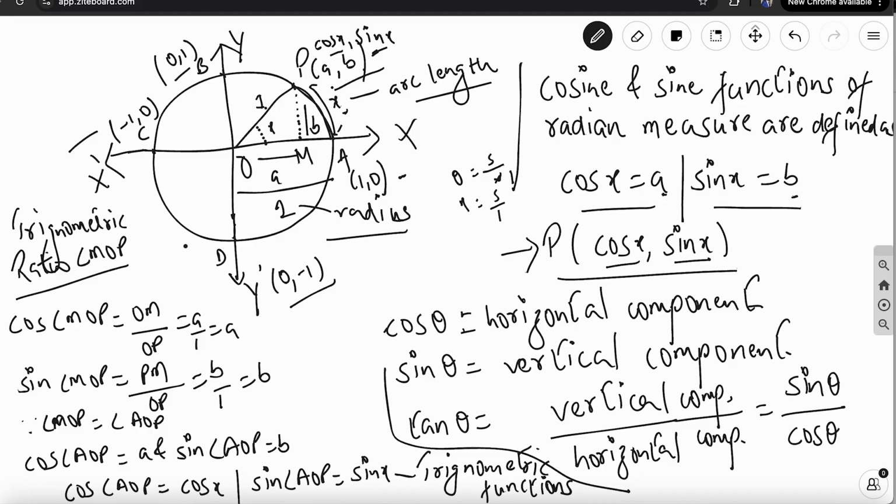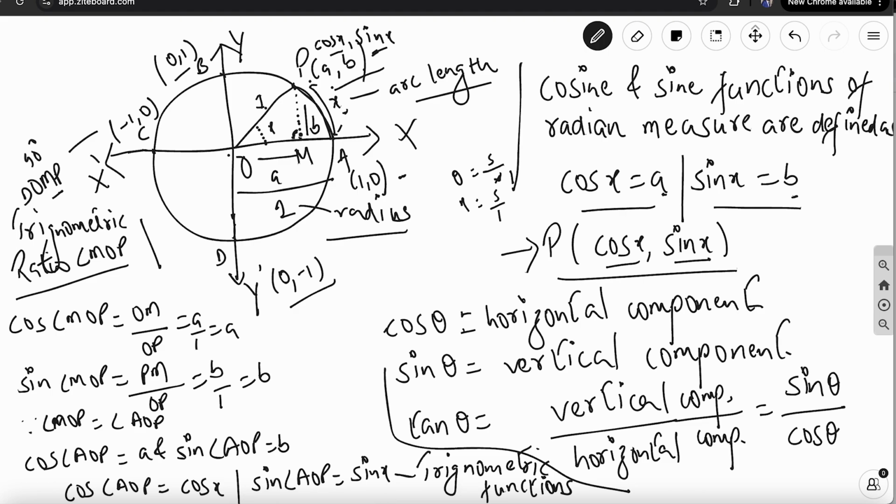Now if we try to calculate the trigonometric ratio of this angle, let's say from point P, if I draw a vertical line that meets the x-axis at point M, it becomes a right angle triangle. This is a right angle triangle OMP, okay, it's of 90 degrees.